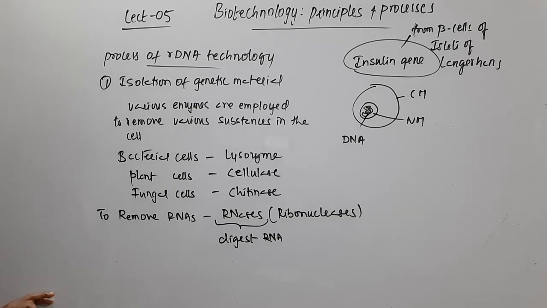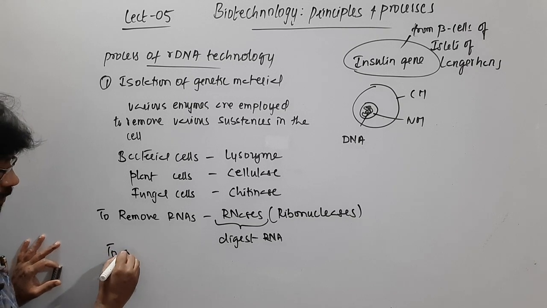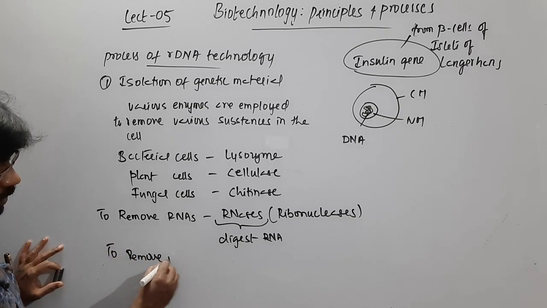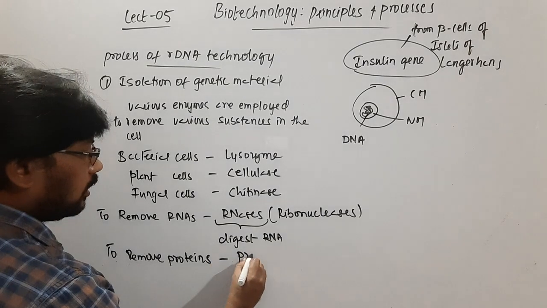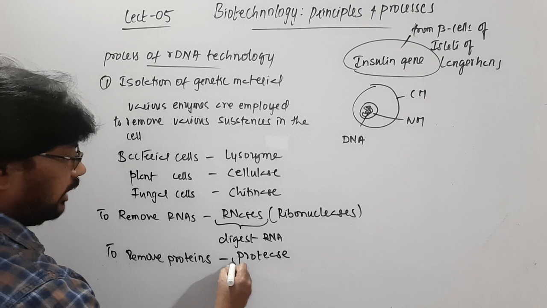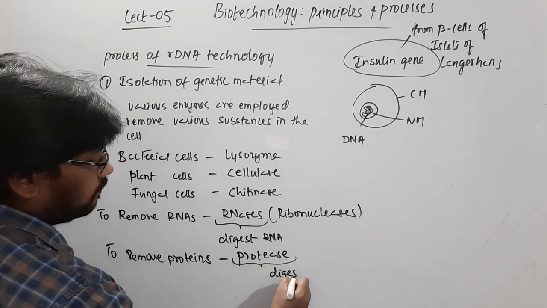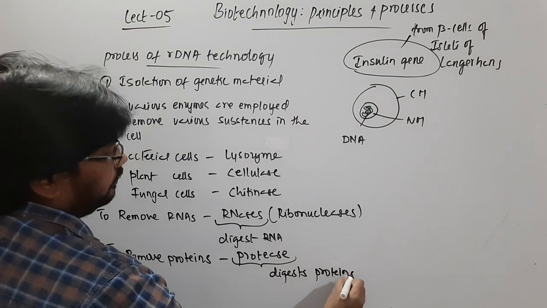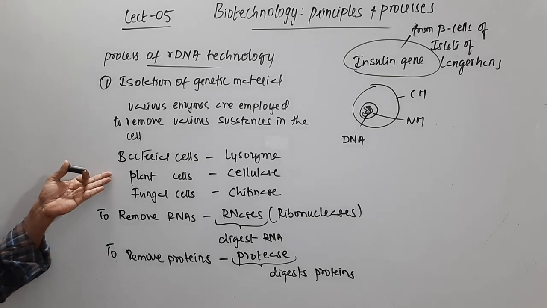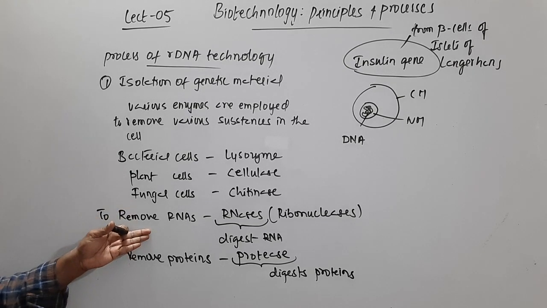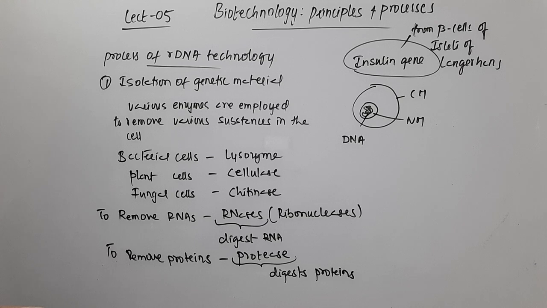Okay, and then to remove the proteins, I will be using an enzyme called protease. So this protease digests proteins. Okay, so once this is all completed, if it is a bacterial cell, you need to apply lysozyme, then RNases, proteases, and other enzymes to remove various other types of substances.